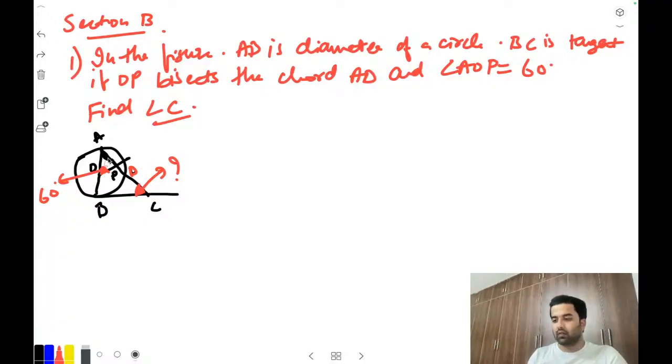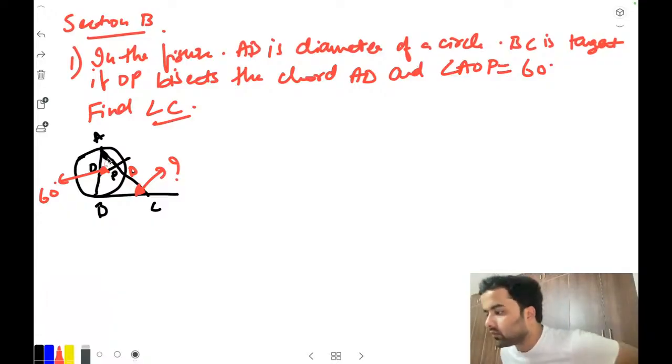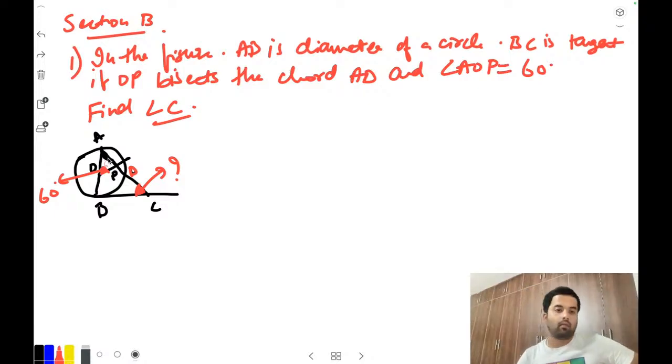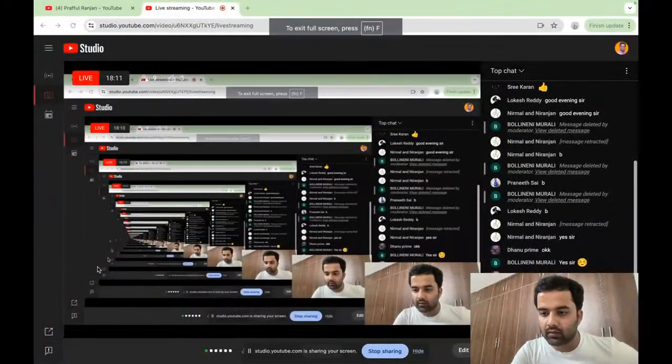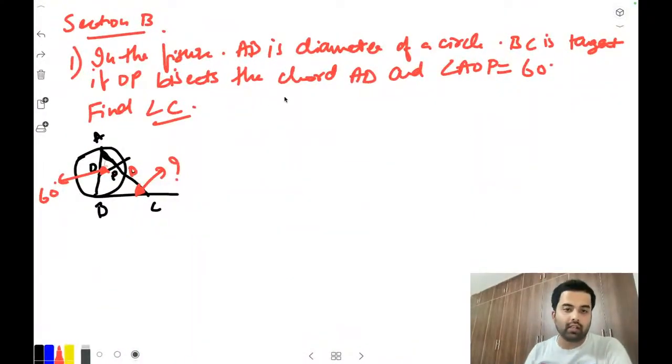How will you going to solve, boys and girls, how will you going to solve here? Yes. Anybody have an answer for this? Let me check. Anyone have an answer for this? Till now, no one. Okay, let me start then.